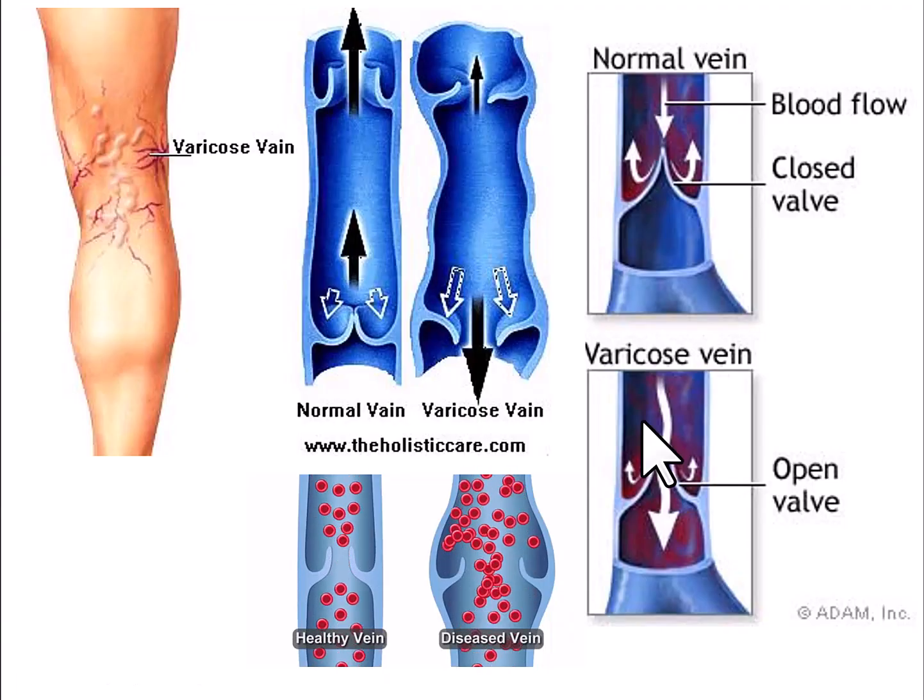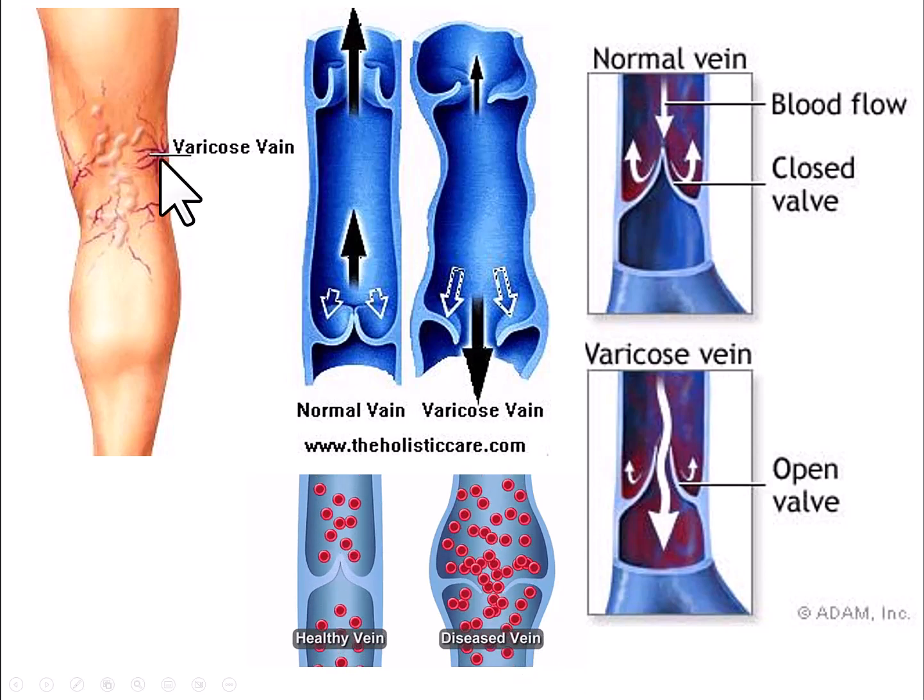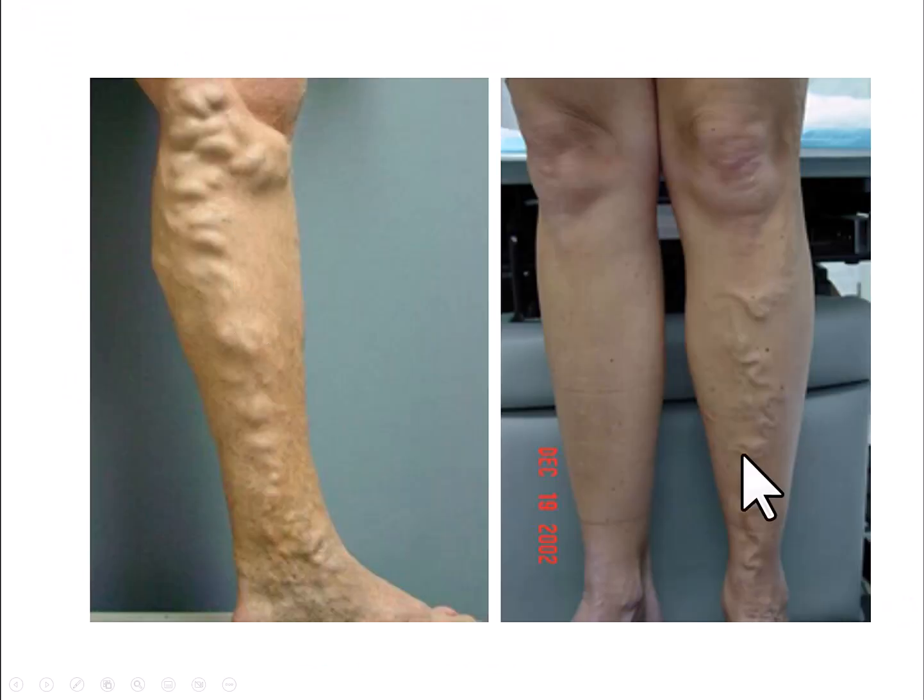What happens if the valves aren't working correctly and they don't close all the way? Then you can have a condition known as varicose veins. That's where the valves just don't close all the way. So blood, instead of being stopped by this valve, is going to move backwards, and it can pool and cause the veins to expand, giving you varicose veins. Here are examples of pretty bad varicose veins.